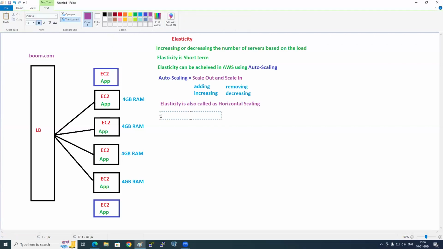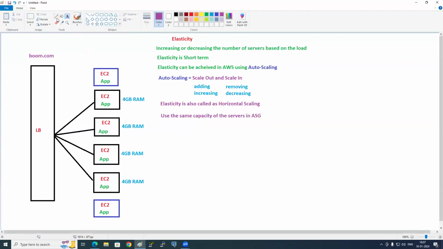So is it good to use the same capacity or different capacity? Use the same capacity of the servers in auto scaling. Can I call it an auto scaling group? All these things will come under a group, or not? Everything will come under a group.